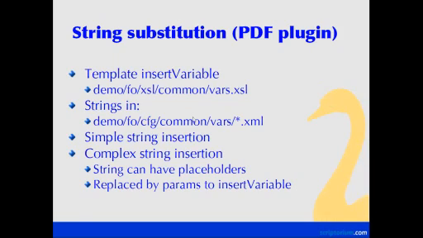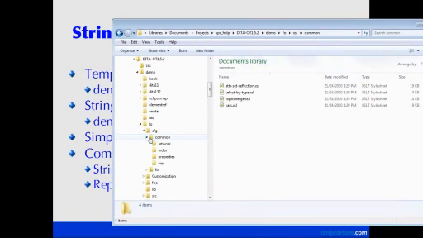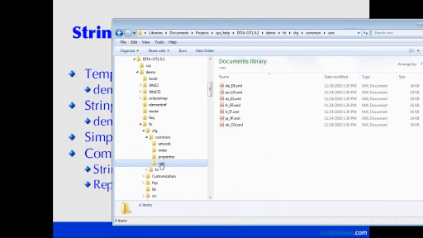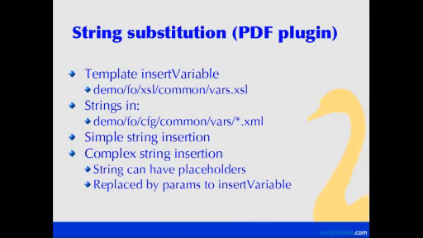Now the strings files that are used by insert variable live in demo FO config common vars, and we can see here this list, of course, is much shorter than the 50 languages defined in the mainline DITA Open Toolkit. The FO plugin defines right now 7 languages. So we've got German, English, Spanish, French, Italian, Japanese, and Chinese. We'll take a look at the contents of those files in just a minute.